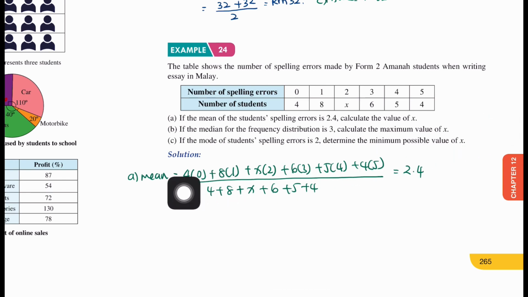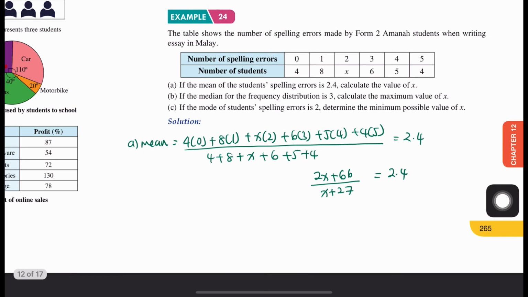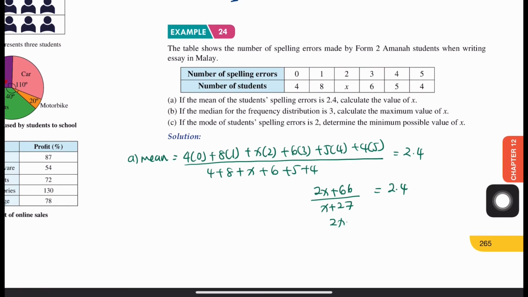Okay, so awak simplify atas ni. Okay, tekan calculator untuk yang biasa-biasa ni. Okay, so you will get 2x plus 66 divide by x plus 27. So kita akan dapat 2.4. Okay, next. Yang ni bawah bahagi kan, bahagi pindah sebelah akan jadi darab. So kita ada 2x plus 66 equals to 2.4 times x plus 27.